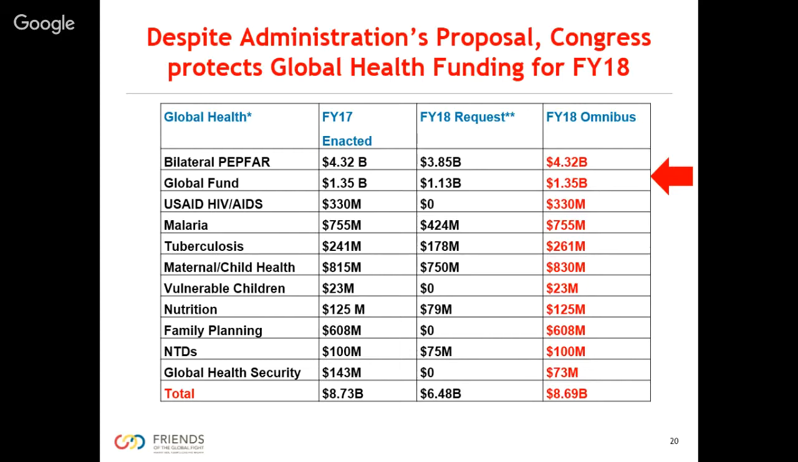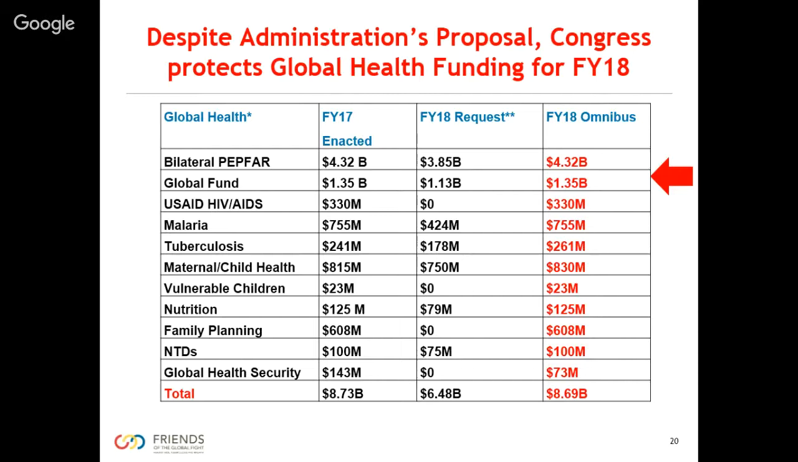So despite the deep proposed cuts by the administration in his previous proposal, funding for global health was largely protected in the omnibus. This highlights continued bipartisan strong support in Congress for these programs. The omnibus provides a total of $8.69 billion for global health programs, which is just $35 million below the FY17 enacted level, and maintains FY17 funding levels for bilateral HIV/AIDS programs, the Global Fund, malaria programs, and international family planning. Several programs even received increases, including maternal and child health and tuberculosis.